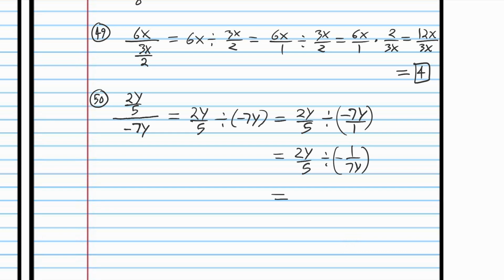And multiply straight across, and we get 2y over 35y. And the y's just cancel out. And you're left with negative 2 over 35. So if you got negative 2 over 35, good job.